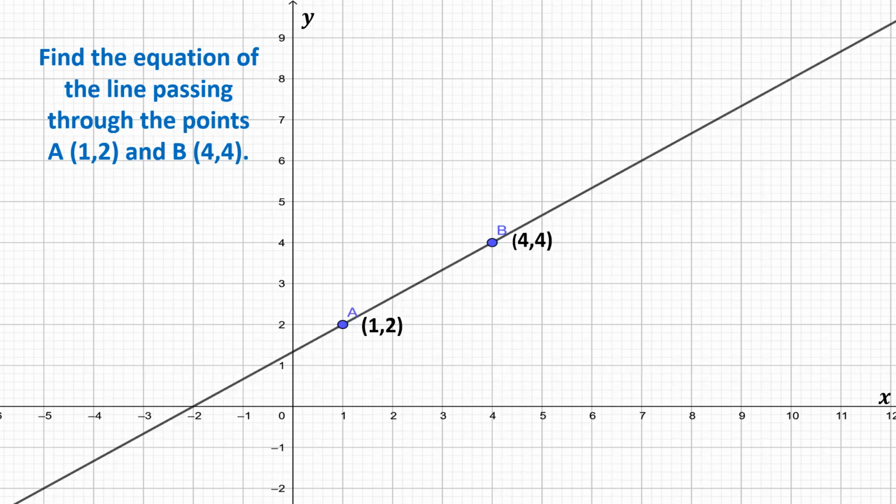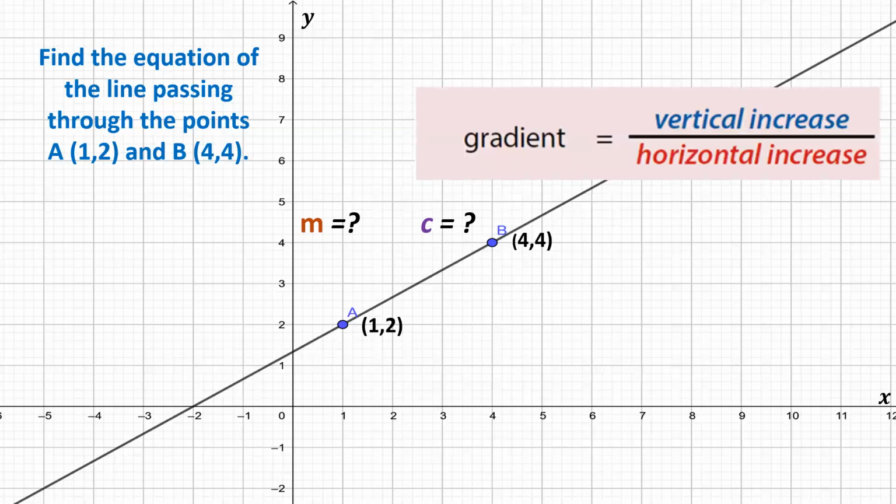Consider this example. Find the equation of the line passing through the points A with coordinates 1, 2 and B with coordinates 4, 4. In this case, the coordinates of 2 points A and B are given, but m, that is the gradient, and c, that is the y-intercept, are both unknown. But we know that gradient is equal to vertical increase over horizontal increase. And the formula is y2 minus y1 over x2 minus x1. We can replace these values to get the gradient. In this case, m is equal to 2/3.